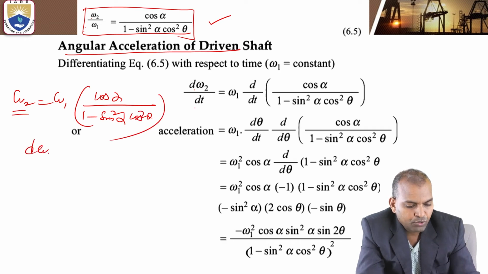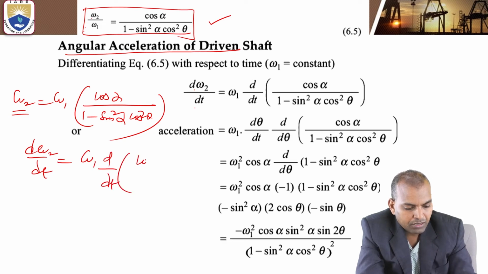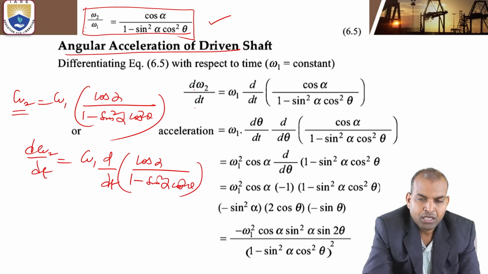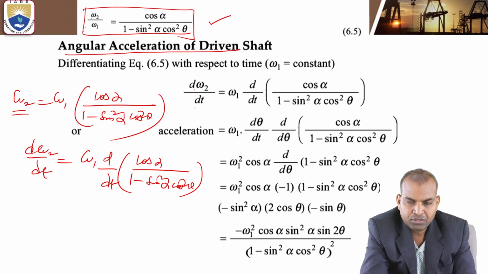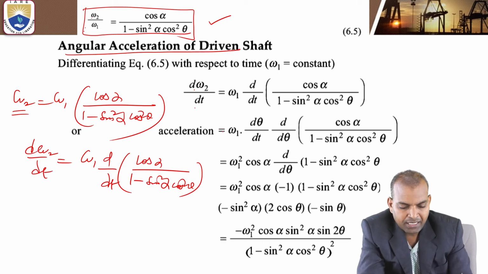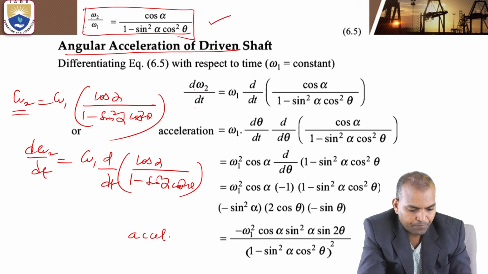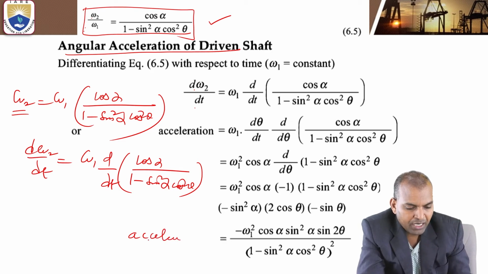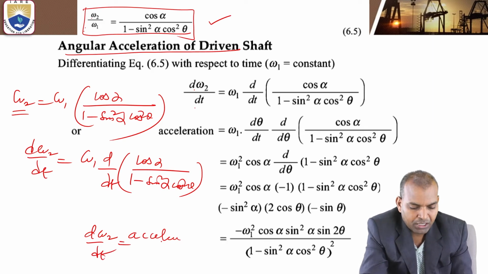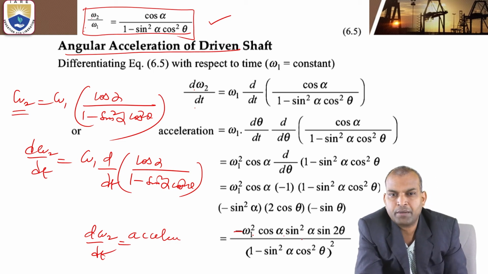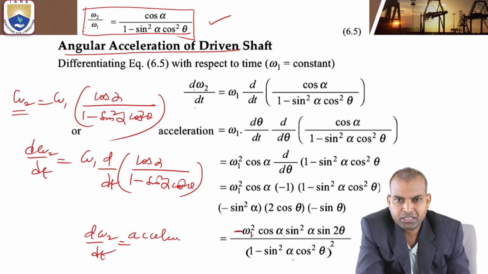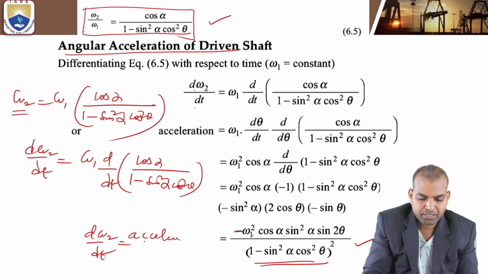Now, d omega 2 by dt equals omega 1 times d by dt of cos alpha by 1 minus sin square alpha cos square theta. If you apply the u by v formula, then finally the acceleration d omega 2 by dt of the driven shaft is obtained as minus omega 1 square times cos alpha sin square alpha sin 2 theta by 1 minus sin square alpha cos square theta whole square. This is the equation.